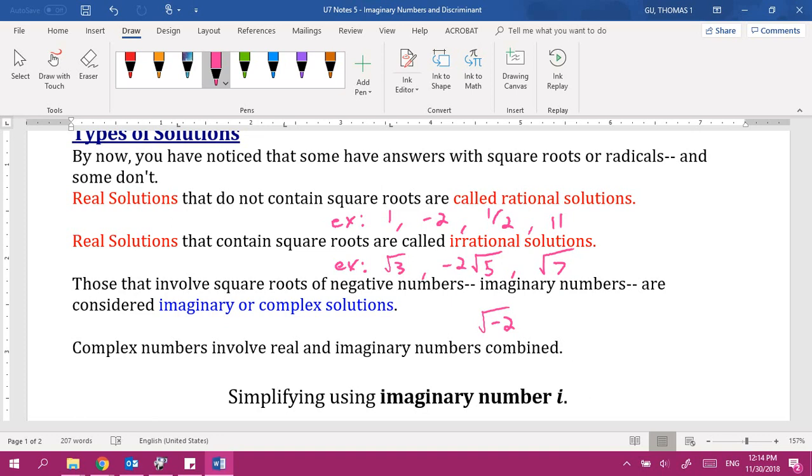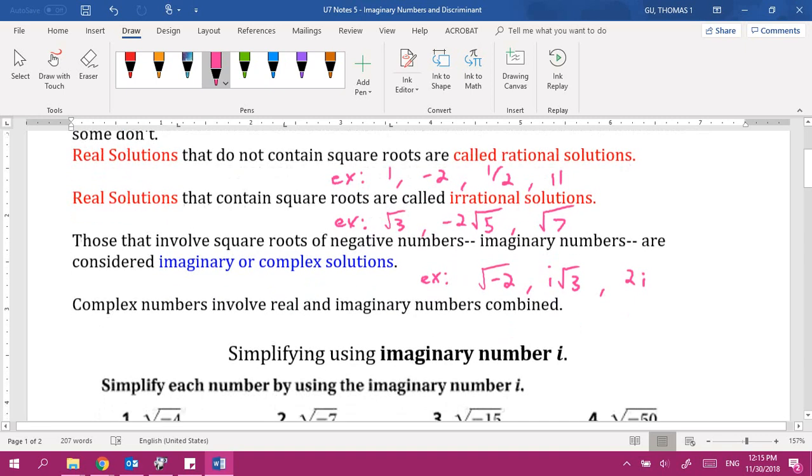If you put it in the calculator or your phone, you see that it's an error or it says no real solutions. So this is an imaginary number. Square root of a negative number is an imaginary number. Other examples will include things like i square roots of 3 or 2i. And we're going to find out what i means in a second, but for now, just write that down. So these are called imaginary numbers, or imaginary solutions.